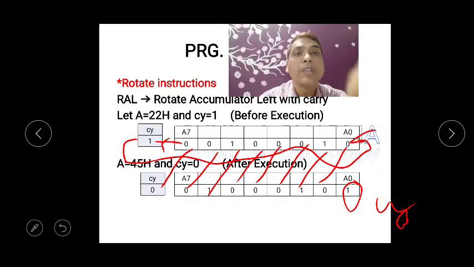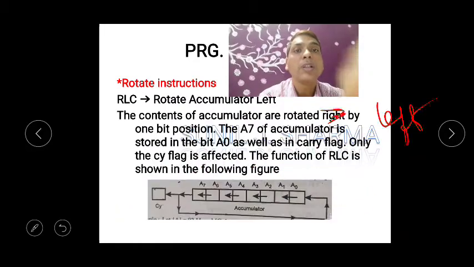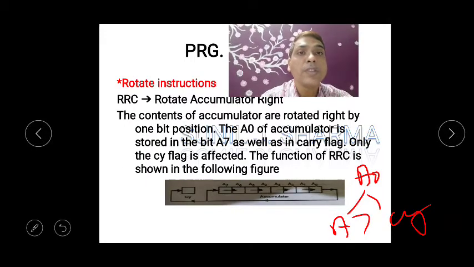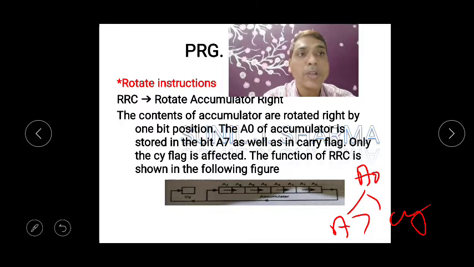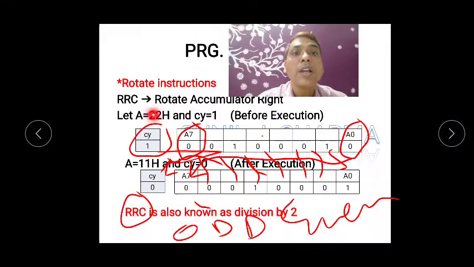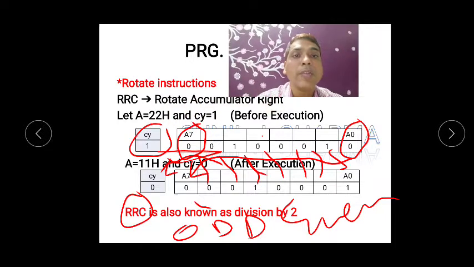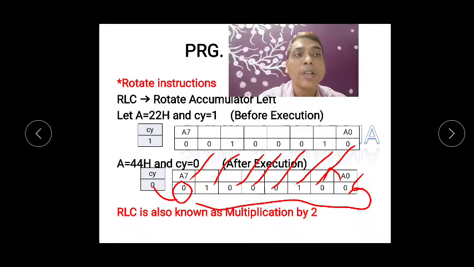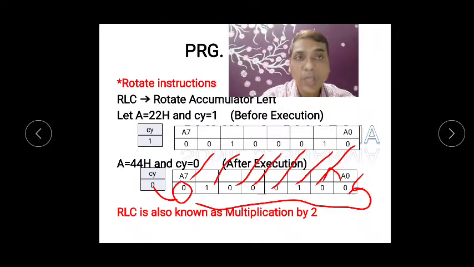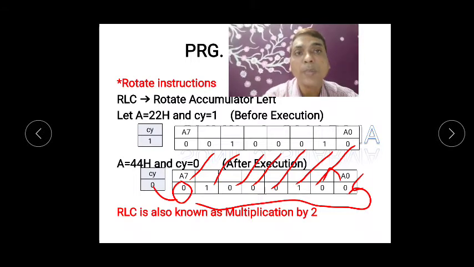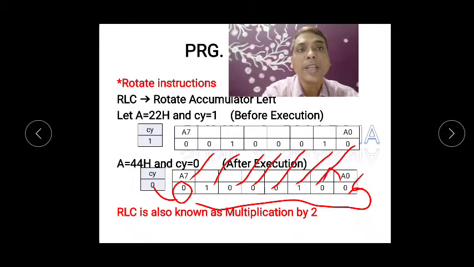So I hope you understood all the rotate instructions. RRC and RLC are very important instructions. RRC is rotate accumulator right, also known as division by 2. RLC is like multiply by 2, rotating accumulator left. In both cases carry is updated depending upon the value of A0 or A7.